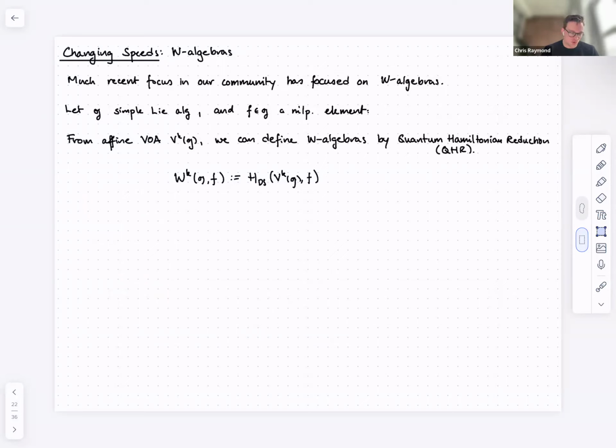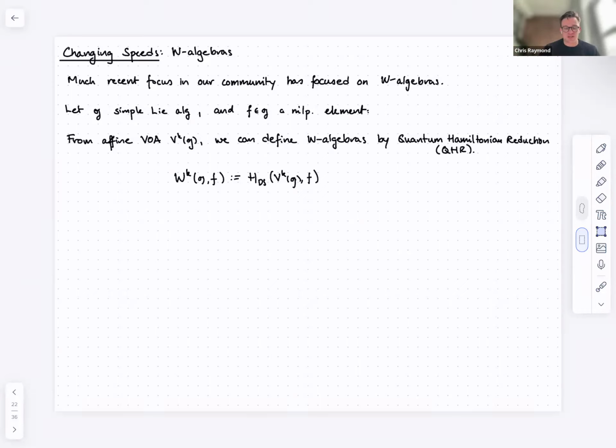As a quick reminder at this point, if I have some simple Lie algebra G and I take some nilpotent element inside of G, I have an affine VOA that I call V^k(G) that corresponds to G in some way, and I can define a W algebra by something called quantum Hamiltonian reduction. Such a thing depends on a choice of simple Lie algebra G and a choice of nilpotent element F, right? There's some cohomological procedure that I don't think we need to get into that defines for me some W algebra. This is some VOA.